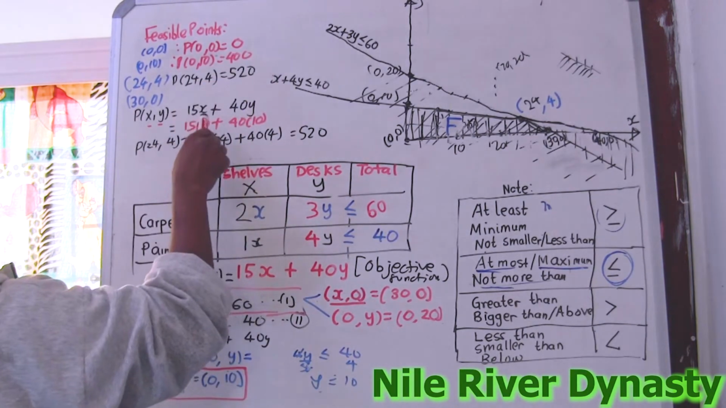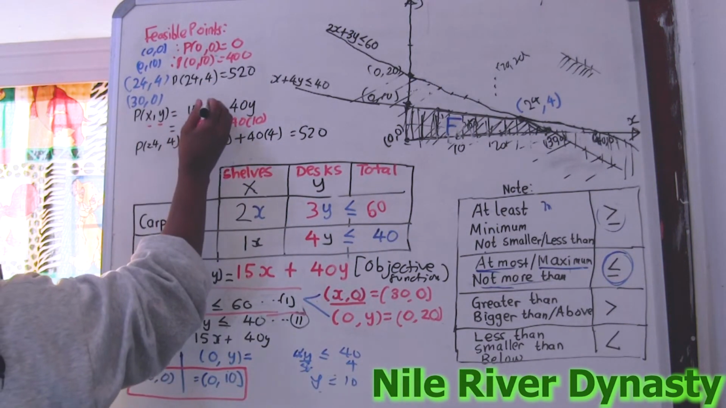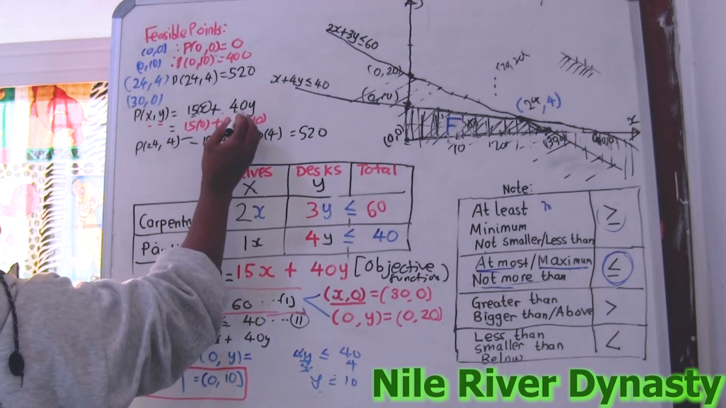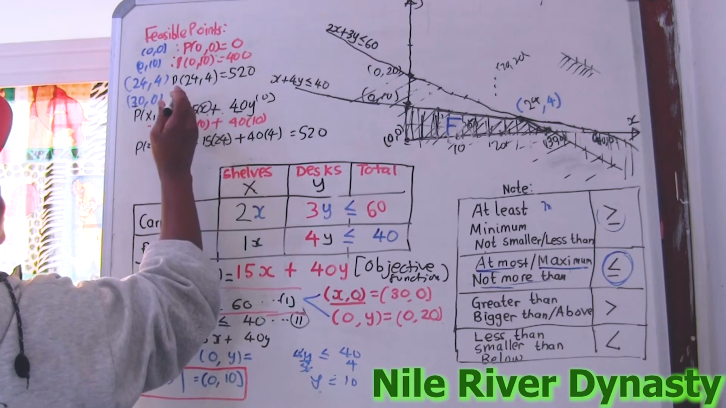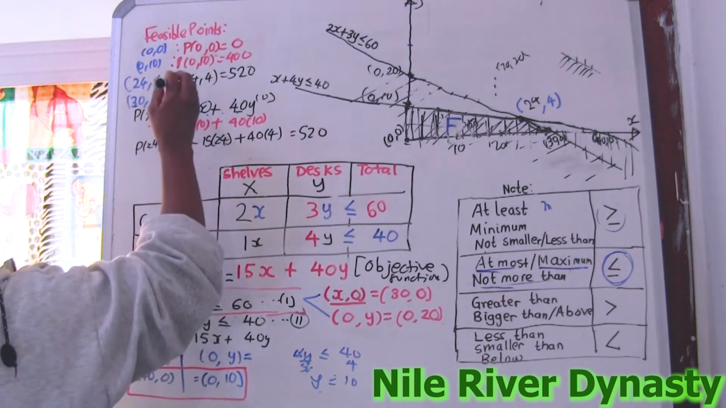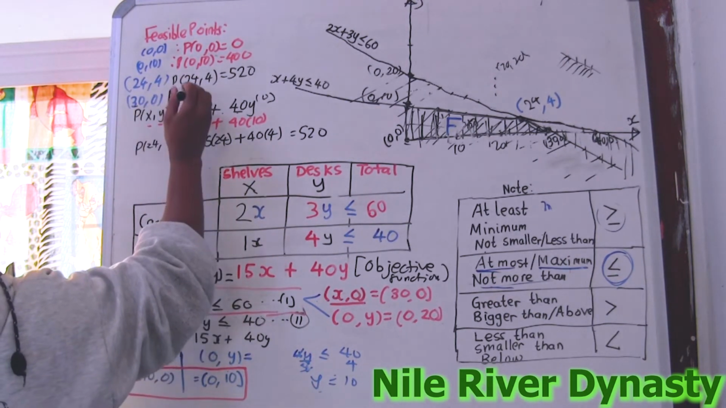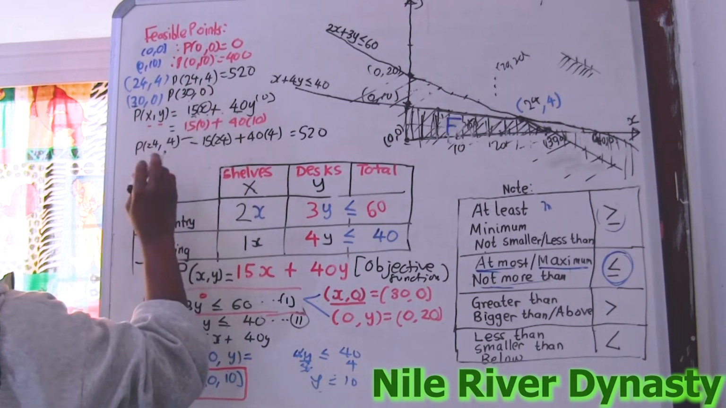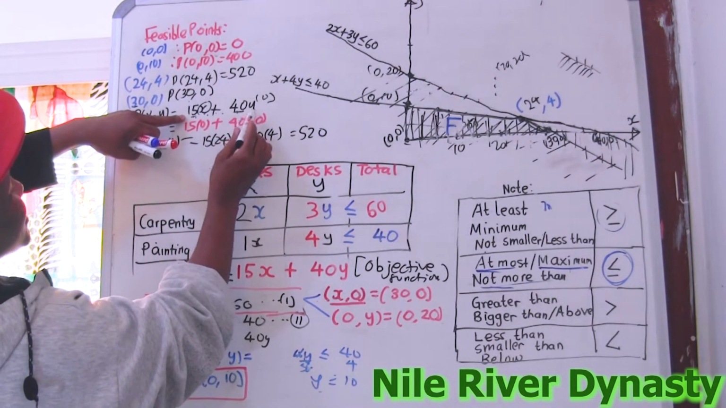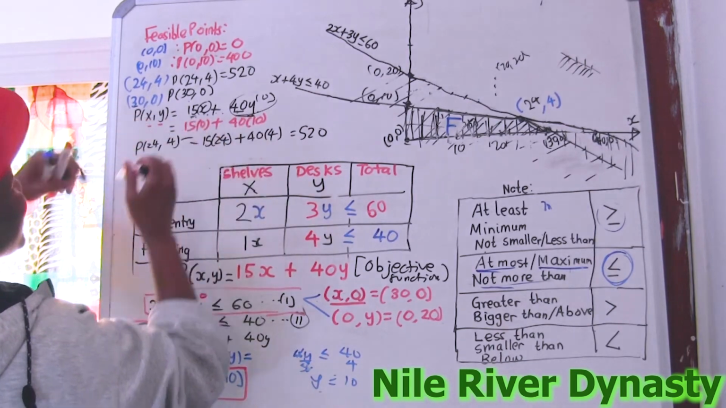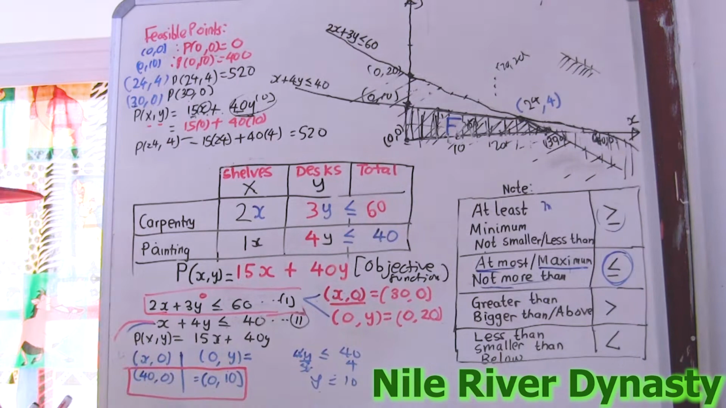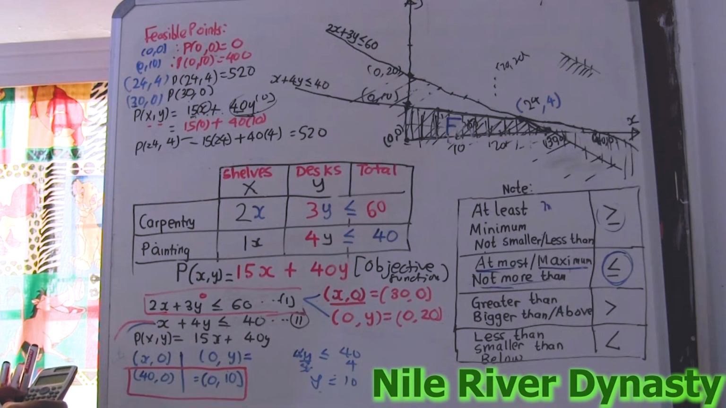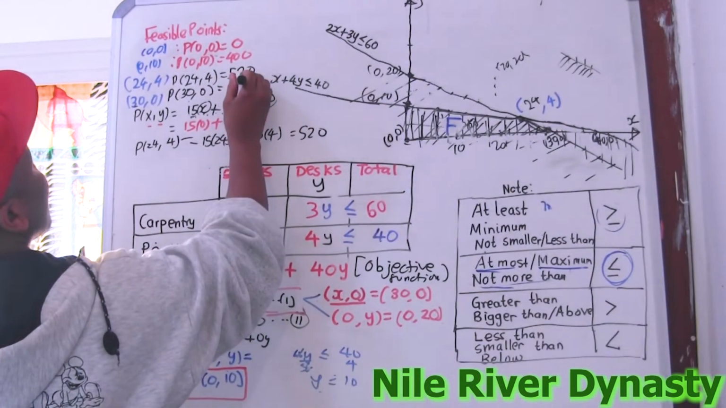And the last one, this is going to be 30. So 15 times 30 plus 40 times 0, because it's going to say x equal to 30. So profit of 30 and y 0 means 15 times 30 plus 40 times 0. This one I'll just ignore. So 15 times 30, which is going to give us 450.